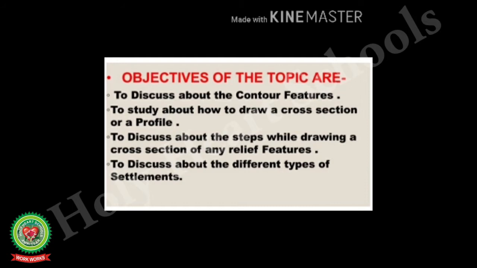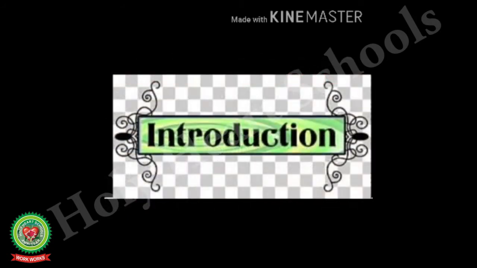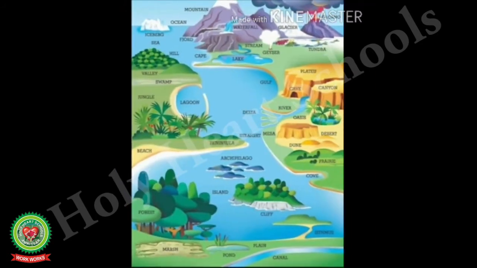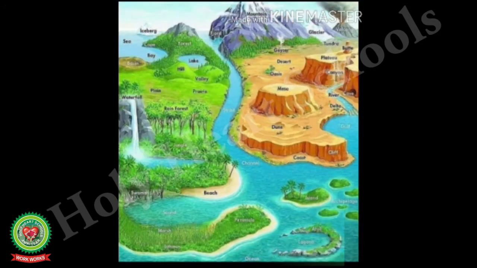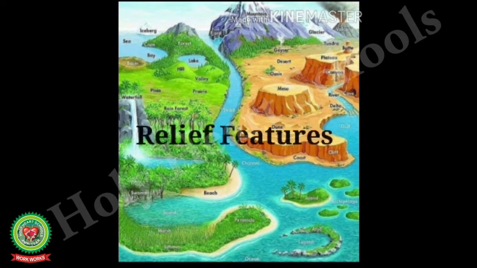So students, let's start the topic with a little introduction. The surface of the earth is not uniform. It has mountains, hills, plateaus, valleys, waterfalls, seas, lakes, etc. These are the features representing the elevation and depression on the earth's surface. These are technically known as the relief of the earth. A relief map shows the height of the land above the mean sea level on a flat surface.